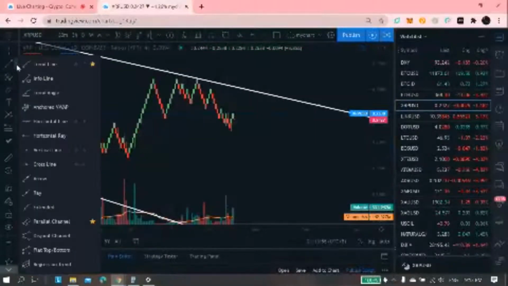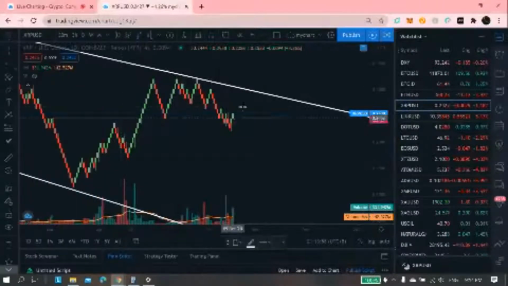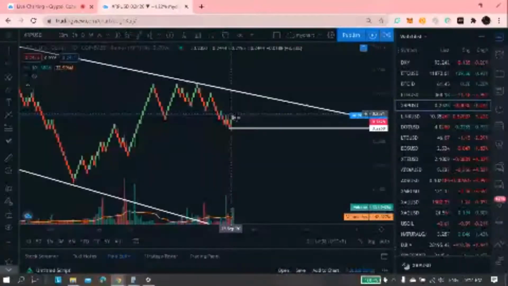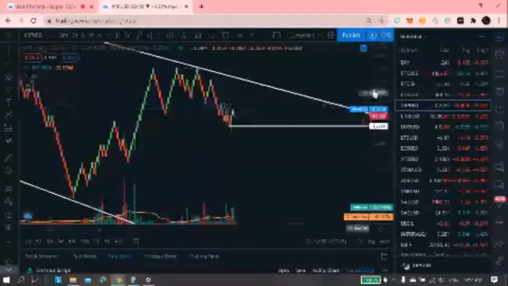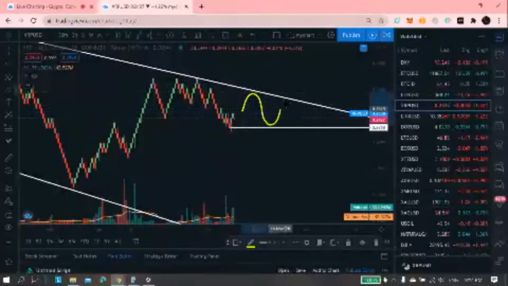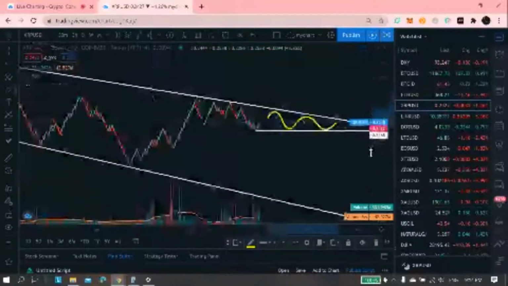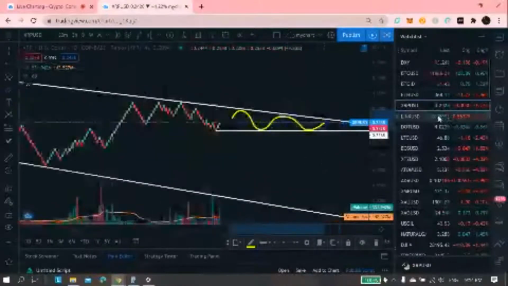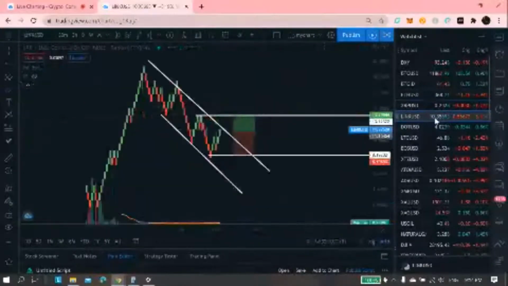So actually, XRP is creating a projected downward Renko chart. So it could possibly retest this area, around 0.22. The level I'm looking at is 0.25. Or it could possibly trade within this area. Still on a long-term downtrend. So next is Link.